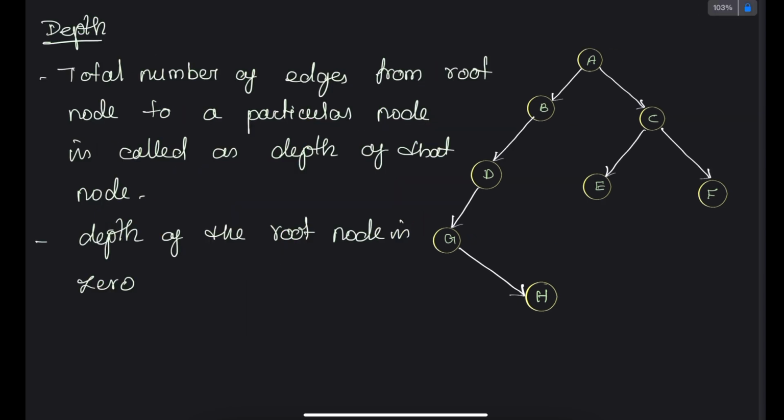Depth. The total number of edges from the root node to a particular node is called the depth of the node. The depth of the root node is 0. So here the depth starts from the root node, and the root node depth is 0, the next level depth is 1, the next level depth is 2 according to this diagram, the next level is 3, and the final depth of the given tree is 4.